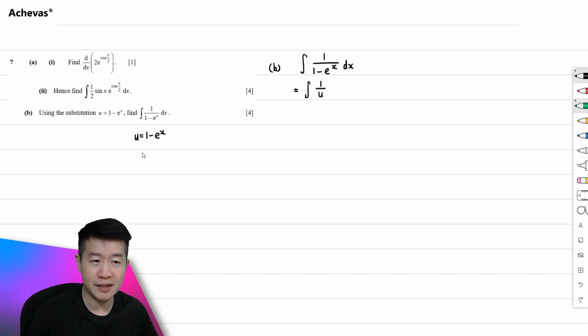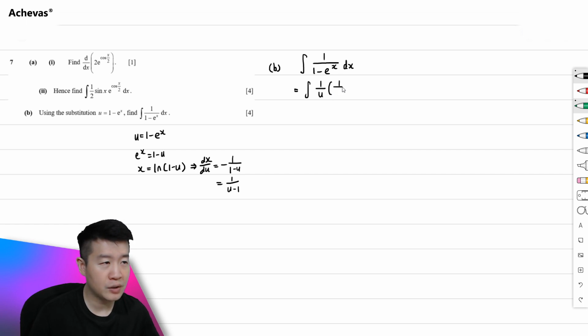So dx got to be replaced. I'm going to make x the subject here first. So e to the power of x is 1 minus u, which means that x is going to be ln of 1 minus u. So this tells me that dx du is minus 1 over 1 minus u, which is 1 over u minus 1. So dx, I'm going to replace it by 1 over u minus 1 du. So we are supposed to integrate this 1 over u minus 1.